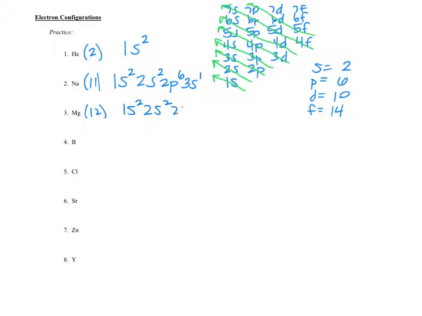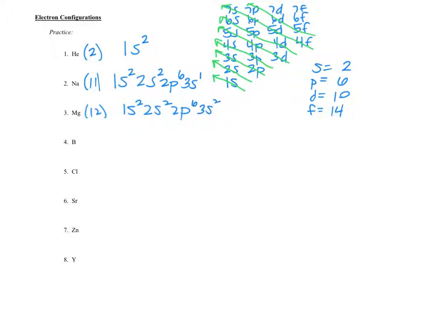Next best orbital is 2p. That has a maximum of 6. We only have 4 seated, so it is 6 that's full. Now if you count, we have 6, 7, 8, 9, 10. The 3s orbital then has 2.